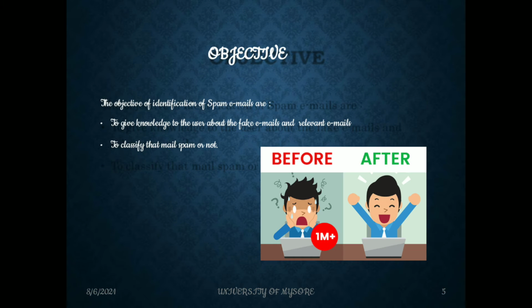Objective of this project. The objective of identifying spam emails is to give the user knowledge about fake emails and relevant emails, and to classify whether an email is spam or not. We have to give the user knowledge of which emails are spam and non-spam, and how to classify a mail as spam or not.